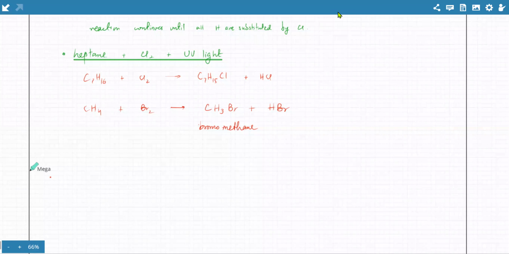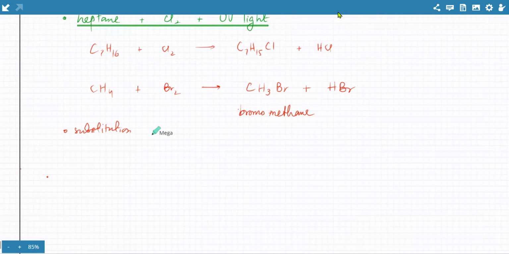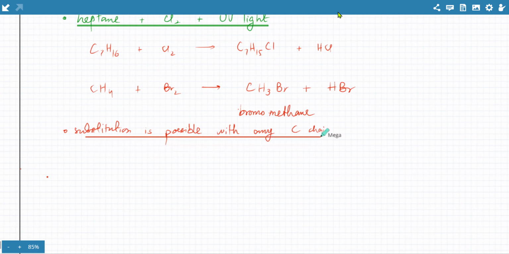अच्छा, the other thing I wanted to add about this reaction was that the substitution is possible in any carbon chain. It's not just limited to alkanes. So substitution is possible with any alkane chain or any carbon chain. Okay? Lots of molecules have these carbon chains. So that is possible anywhere.